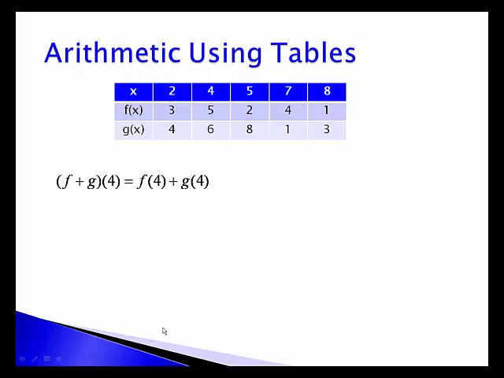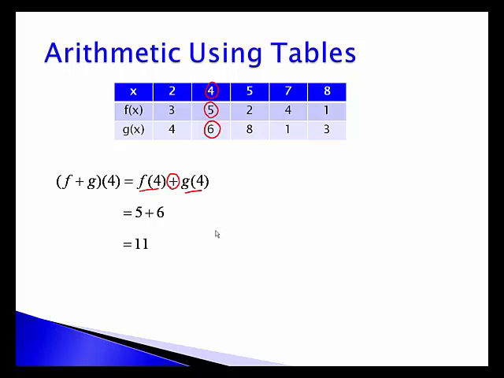If I want to know (f plus g) of 4, I have the right to break it apart into two pieces, f of 4 and g of 4. What that simply means is I'll go to the table where x is 4, and what is f of 4? Well, it's 5. And what is g of 4? Well, that's 6. What am I going to do with that 5 and 6? Well, it tells me I want to add them. So it's simply 5 plus 6, which is equal to 11.